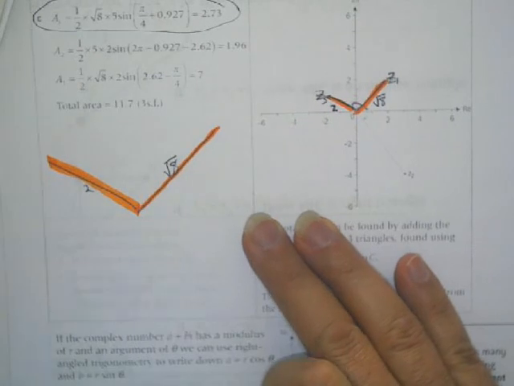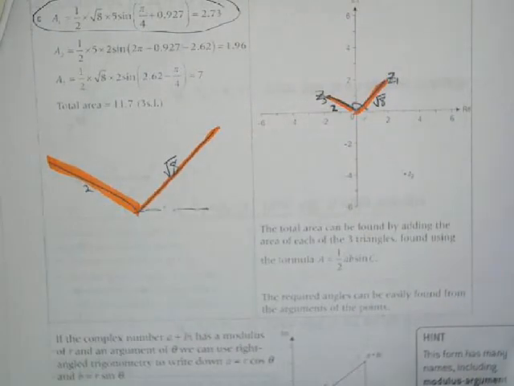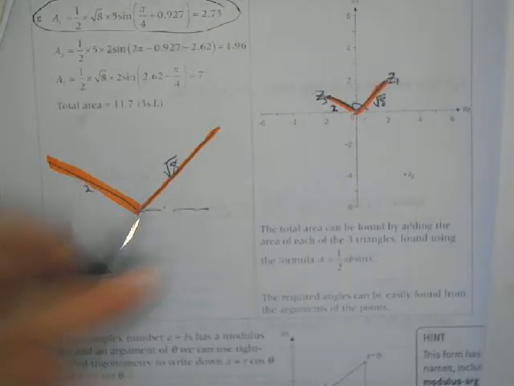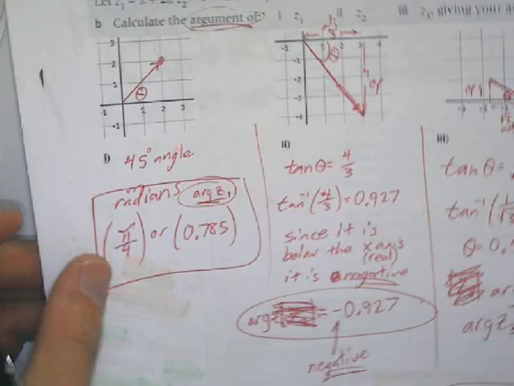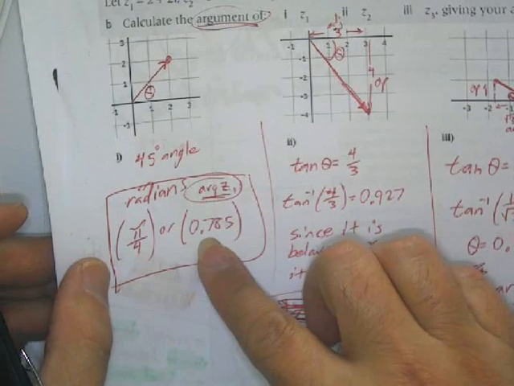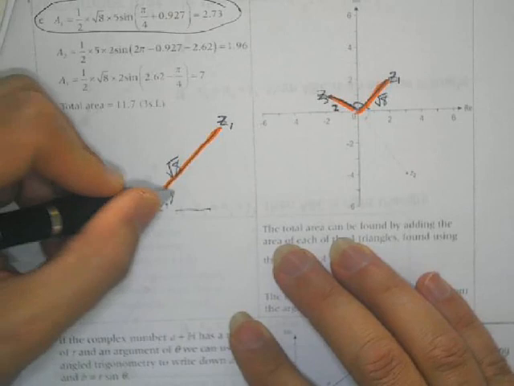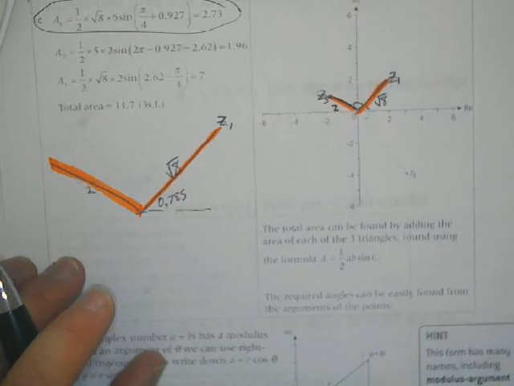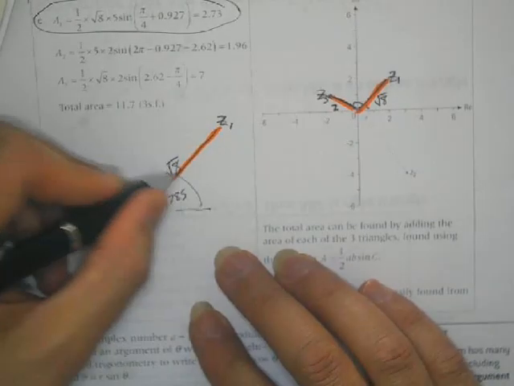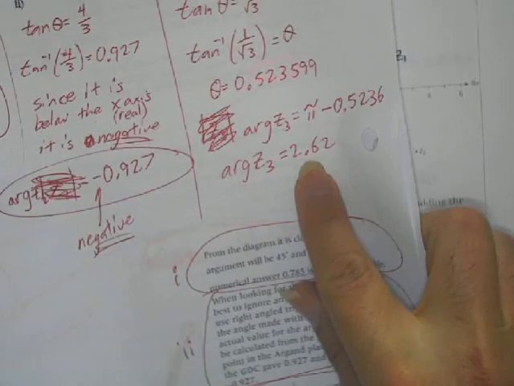And between here and here, what was that angle between Z1? This is Z1, right? So between Z1 and there, we know that angle is 0.785. And from here to here, that whole thing we know is 2.62.